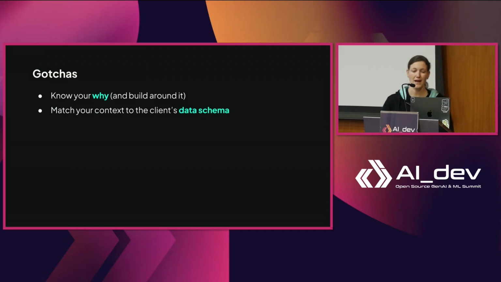Second part is to match the context to what the client's data schema is. If we're talking about code, it would be the functions. If we're talking about ChatGPT or anything like that, it would be the URLs that it can then get or anything like that, just to make sure that it can actually connect the context that you're providing to the data schema that it works with.